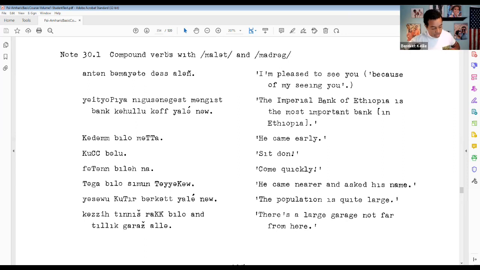So let's jump right into it. There are going to be two sections here. The first section is note 30.1. We're looking at compound verbs with forms of malet and madrak. So let's look at the examples.